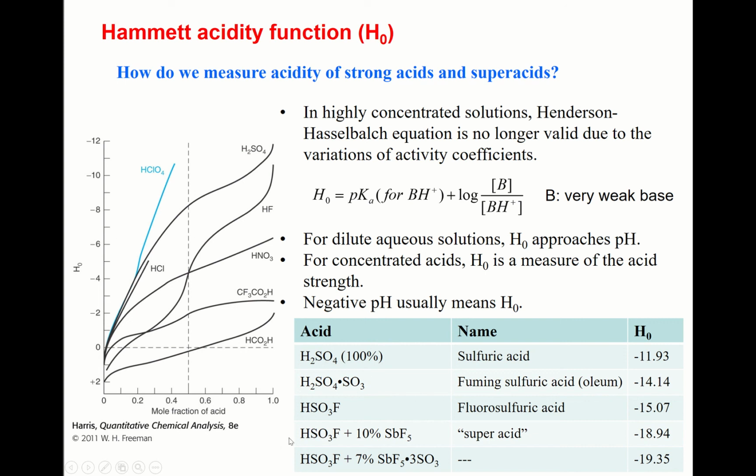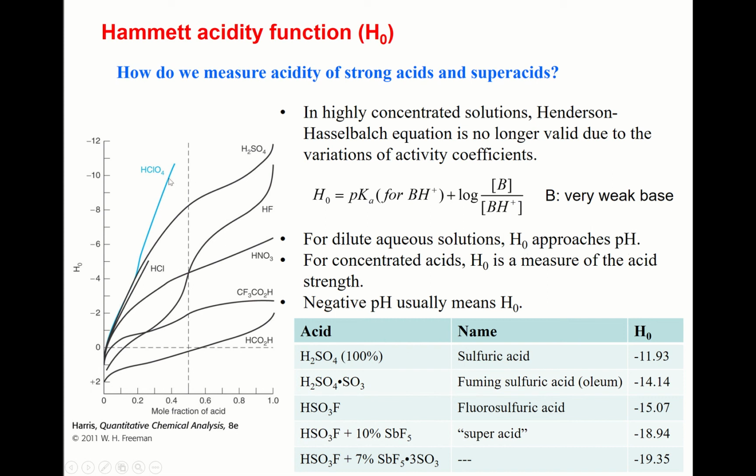The idea here is that since these acids are so strong, by the ordinary way it is not possible to measure the acidity. So Hammett invented a new way, using a very weak base. But there is some similarity to pH. For a dilute aqueous solution, if the solution is more and more diluted, H0 approaches pH.